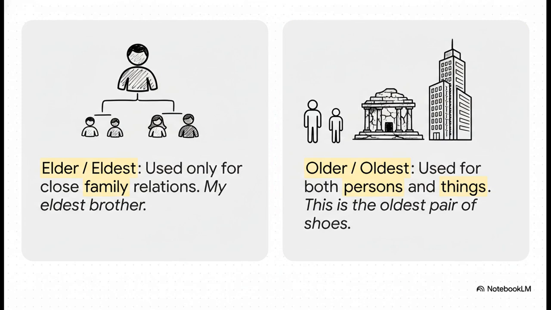Now for elder versus older, this is a very specific rule. Elder and eldest are used only for members of the same family, like your own brother or sister. For example, my elder sister is a doctor. For all other people and for things, we must use older and oldest. Ram is older than Sham, or this is the oldest temple in the city.